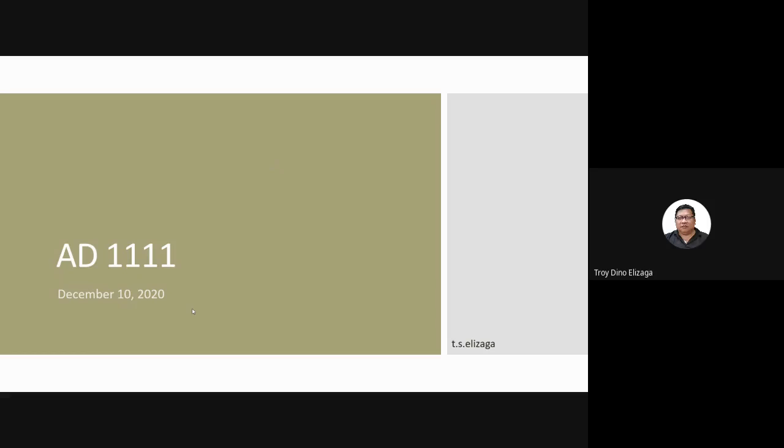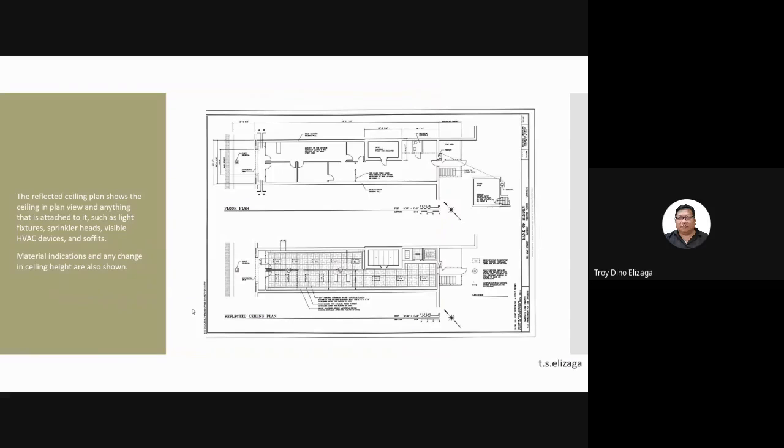So our first topic is about the reflected ceiling plan. It says here that the reflected ceiling plan shows the ceiling in plan view and anything that is attached to it, such as light fixtures, sprinkler heads, visible HVAC devices, and soffits. HVAC means heating, ventilation, air conditioning, and material indications and any change in ceiling heights are also shown.